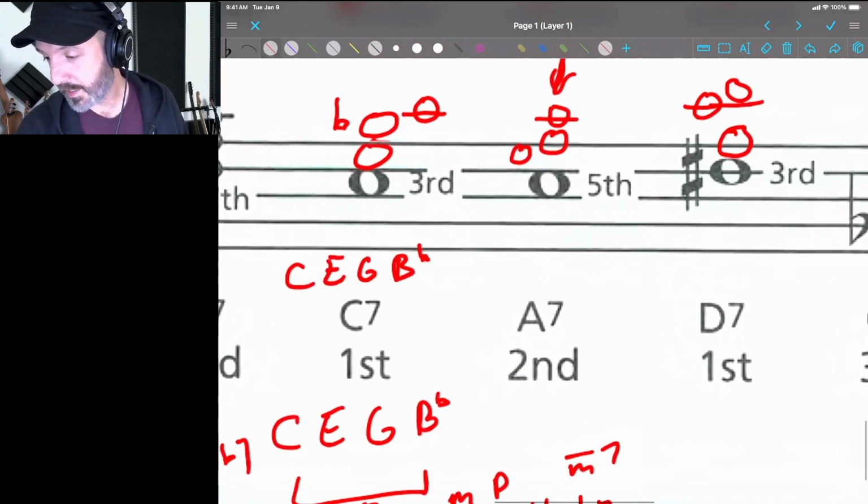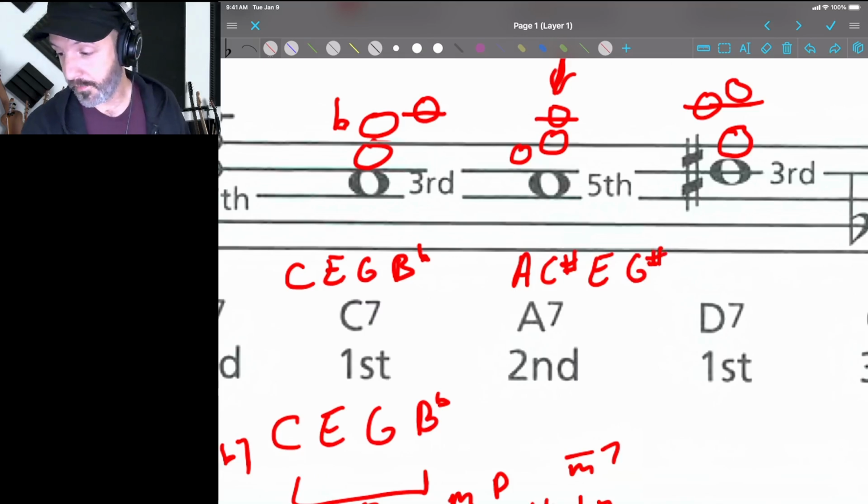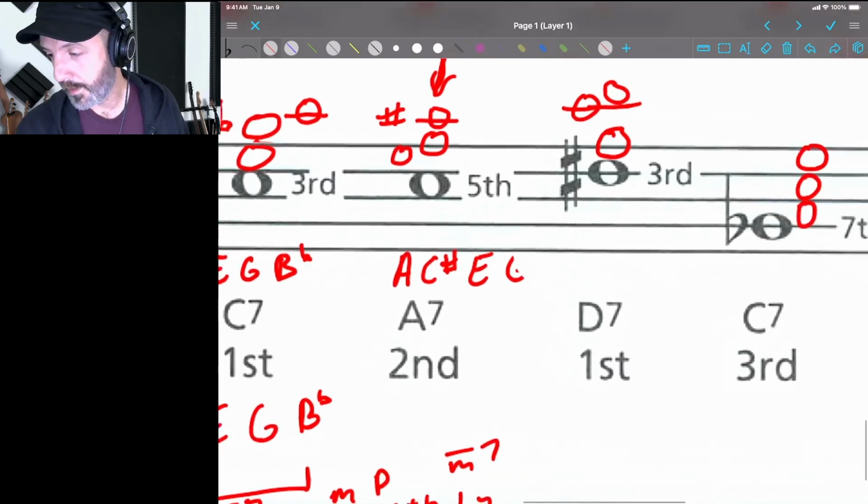A7, let's start off with the triad. A, C sharp, E. G sharp would be the major seventh. Again, I'm thinking of the key of A. So first note, third note, fifth note, seventh note. We need to flat the seventh, so we're going to get rid of that natural. So all we got to do here is just add a sharp for C.